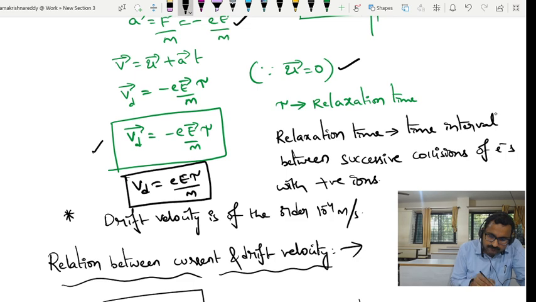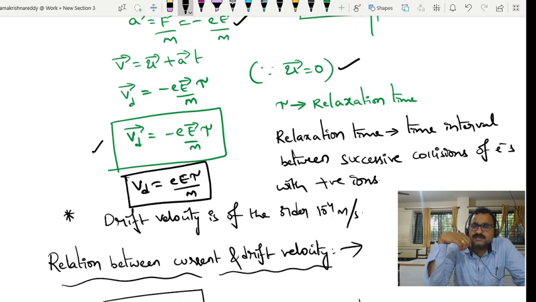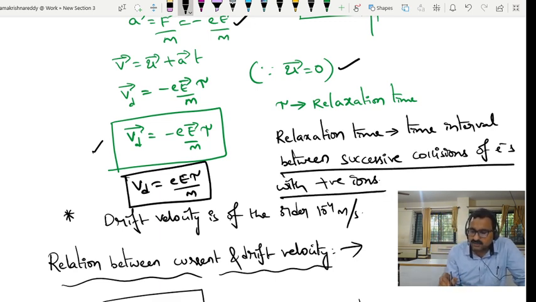What is tau indicating? A relaxation time. e is the magnitude of the charge, E is the electric field, m is the mass of the electron. Now, the relaxation time: how are we defining it? The time interval between successive collisions of electrons with the positive ions is called the relaxation time.